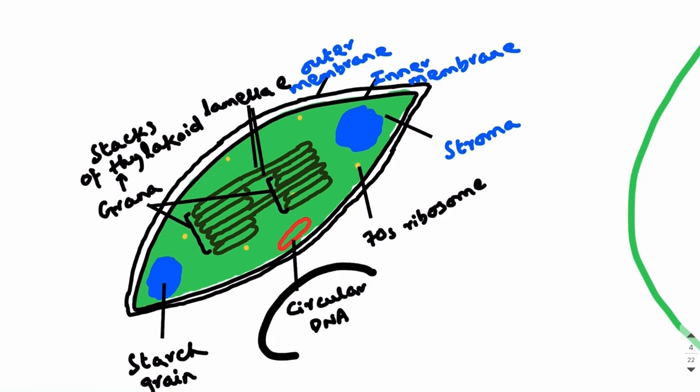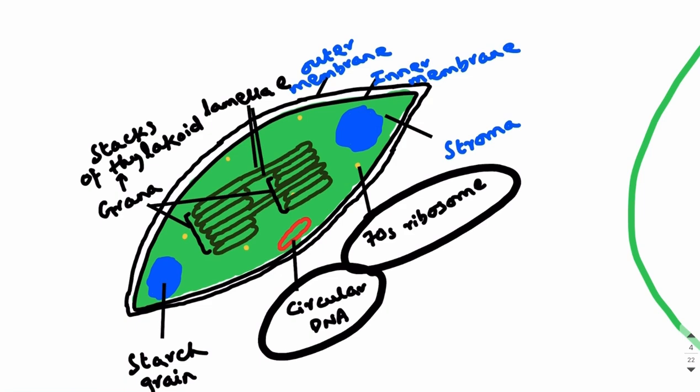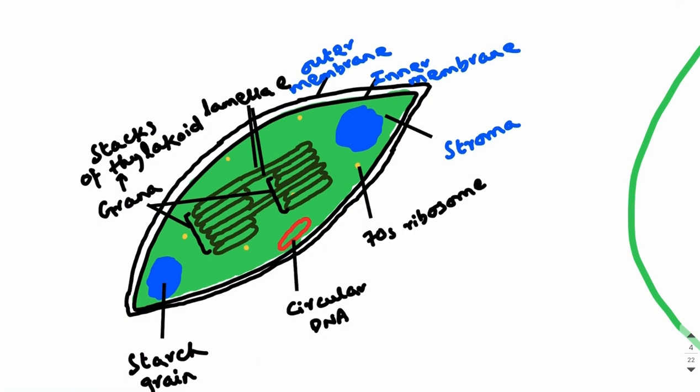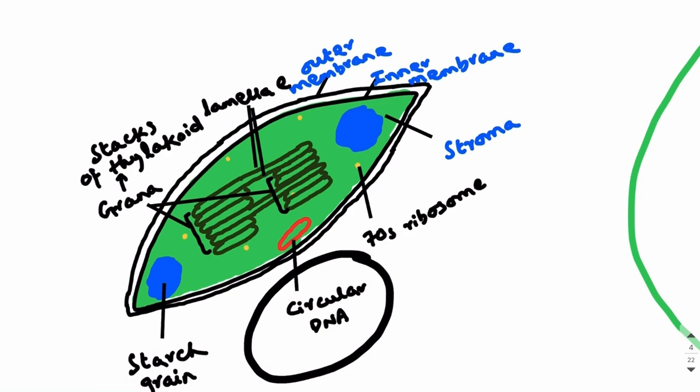We can also see circular DNA and 70S ribosomes. These are involved in protein synthesis, right? Circular DNA contains genes which code for proteins that are used by the chloroplast, like the Rubisco enzyme, ATP synthase, and other types of proteins. These are all coded by circular DNA, and these proteins are synthesized at the 70S ribosomes.